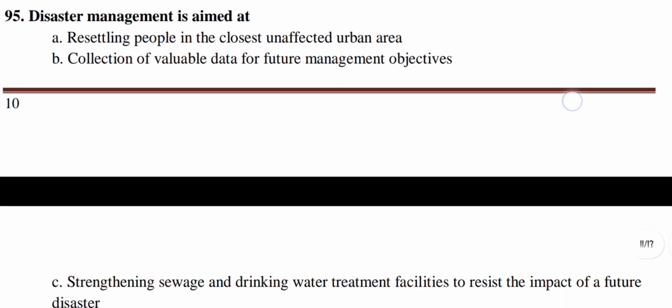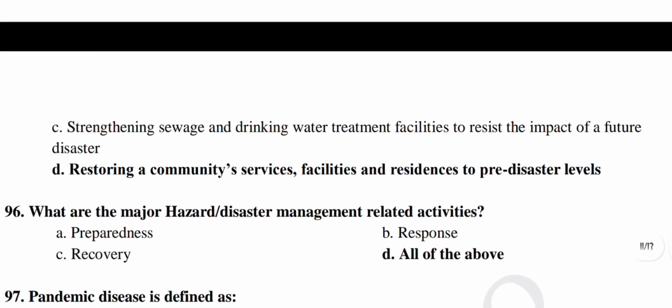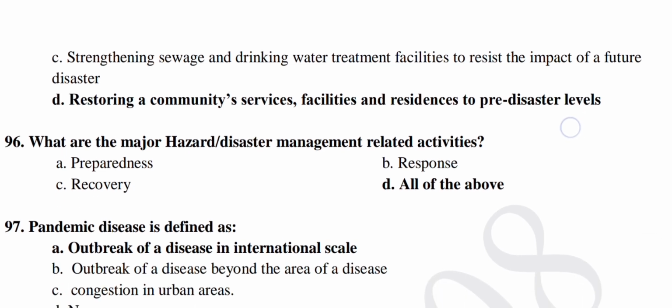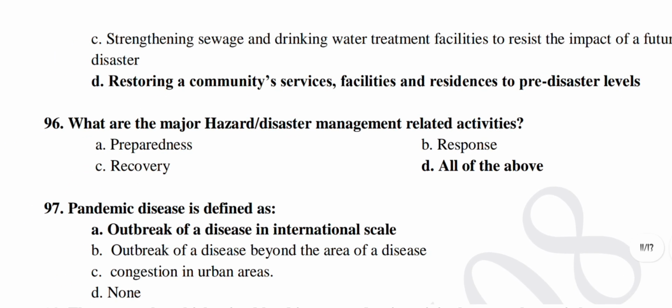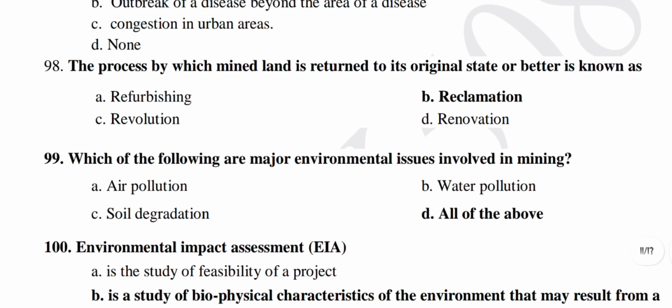95. Disaster management is aimed at restoring a community's services, facilities and residences to pre-disaster level. 96. What are the major disaster management related activities? All the above, meaning preparedness, recovery and response. 97. A pandemic disease is defined as an outbreak of a disease on an international scale. Option A. 98. The process by which mined land is returned to its original state or better is known as reclamation. Option B.